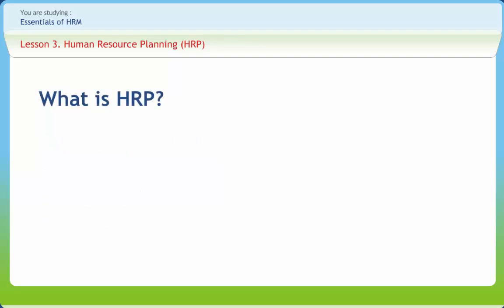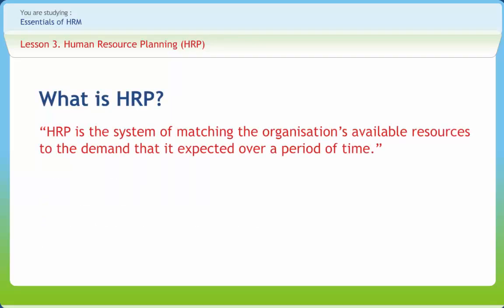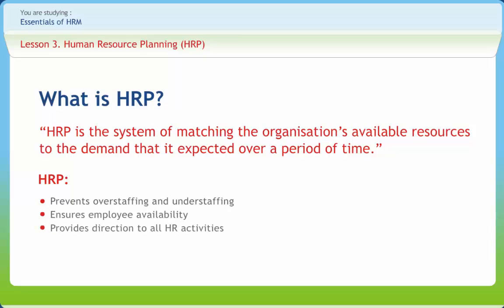Human resource planning, or the HRP, is the system of matching the resources available in the organization, either internally or externally, with the demand that is expected over a period of time. In other words, HRP is the process that ensures the organization has the right number and kind of people at the right place and at the right time. In an organization, HRP helps to prevent overstaffing and understaffing by ensuring the right amount of employees at work, bring out the strengths of the human resources, strengthen the line and staff relationship, and increase productivity.